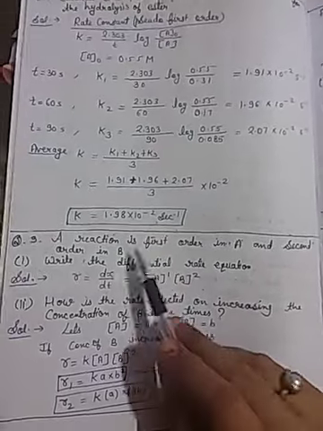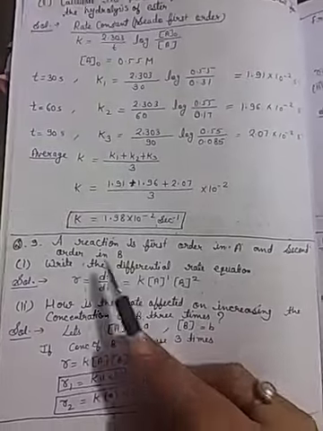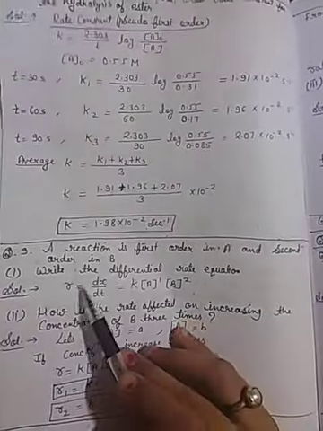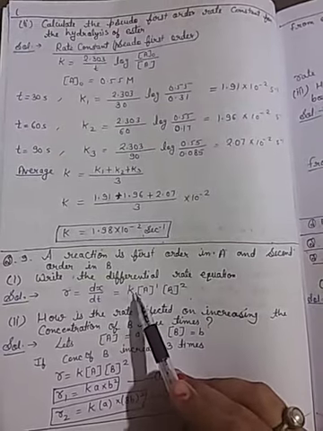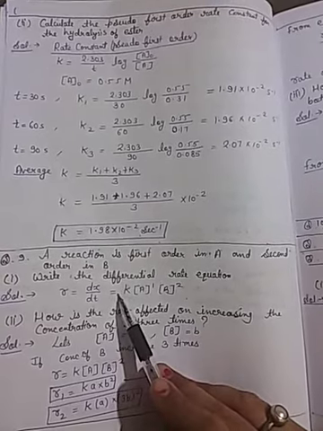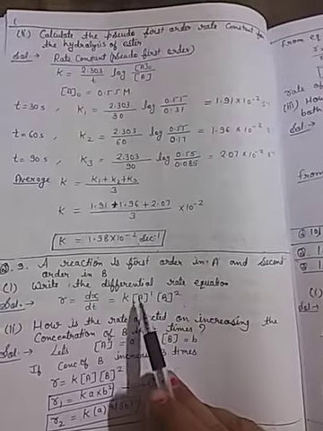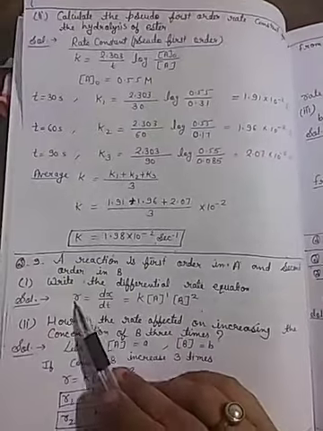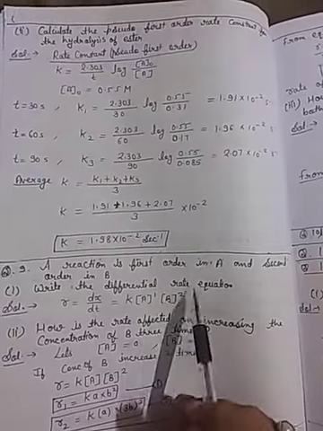Question number 9. A reaction is first order in A and second order in B. First, write the differential rate equation. For differential, that means R is equal to dx upon dt. R is directly proportional to the concentration, so replace the proportionality with the rate constant K. First order in A means A power 1. Second order in B, so B power 2. So this is the differential rate equation: R is equal to K A¹ B².